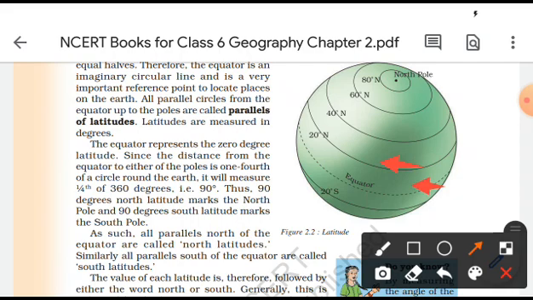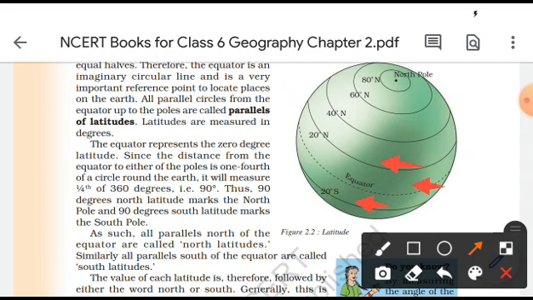Tropic of Cancer, which comes on the north side, in the Northern Hemisphere, and the Tropic of Capricorn over here. This is the Tropic of Capricorn, which has a latitude of 23 and a half in the south and 23 and a half in the north. The Tropic of Cancer is known as Karkavrut and Makarvrut in Gujarati.